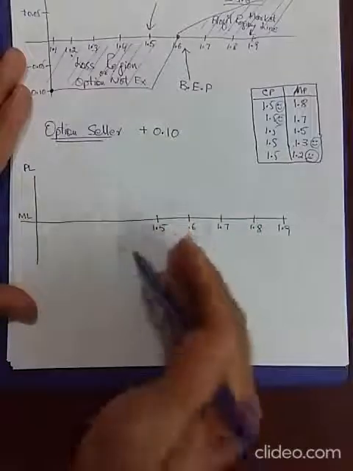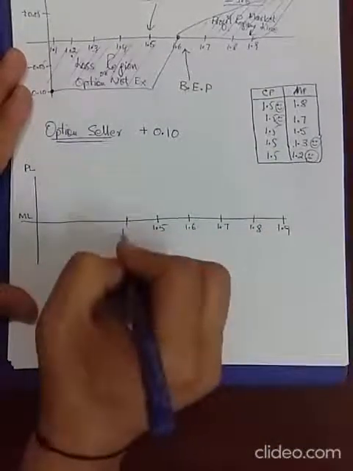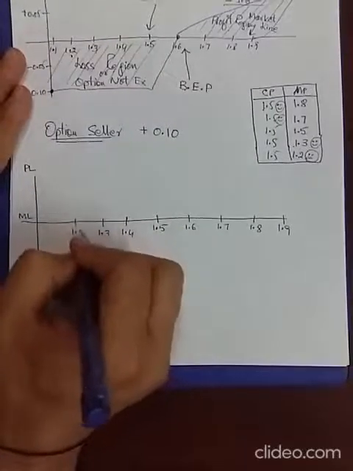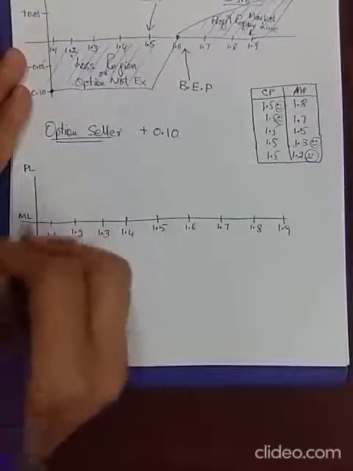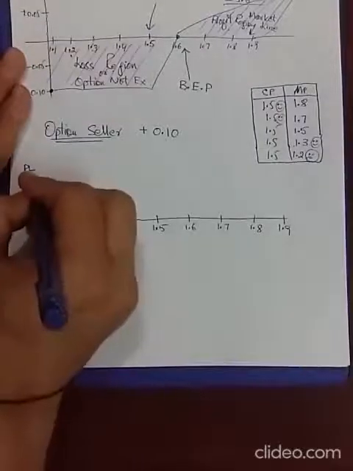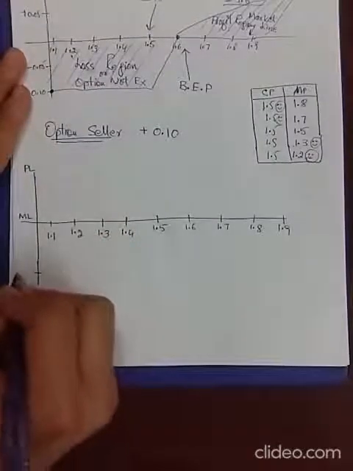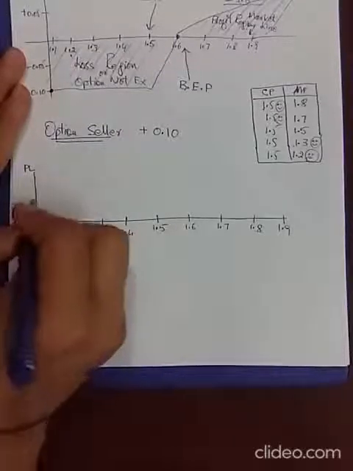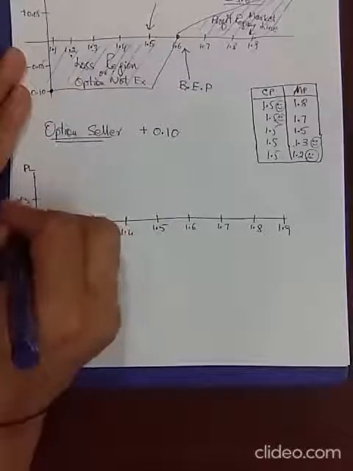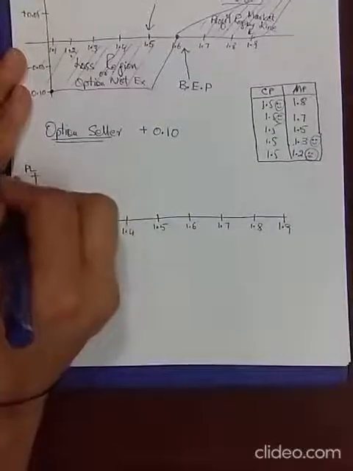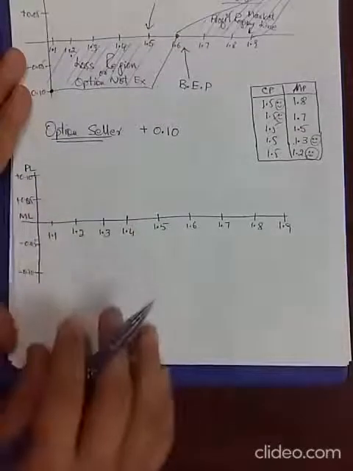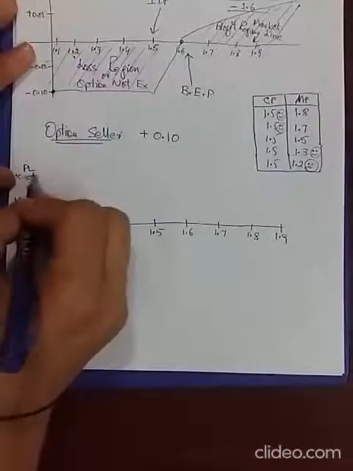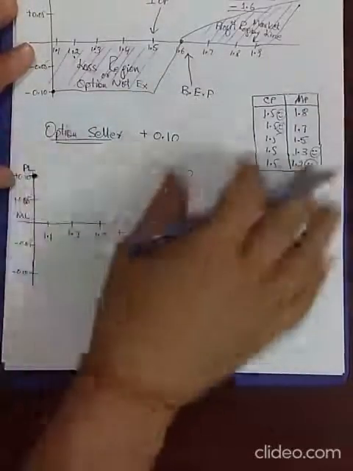So exactly 0.10, 0.10, 0.10. And then on the left side, I will decrease it. Let me scale it: minus 0.10 on the premium line, this would be minus 0.05, this is plus 0.05, and let's say this one is plus 0.10. Now the option seller is the person who has received the premium. So the option seller graph starts from here and everything remains the same.